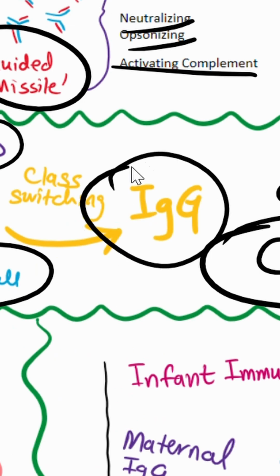Now, IgG, this is the heavy hitter. Once class switching happens, you get IgG. This is your main secondary responder. It has the longest half-life. It's an incredible opsonin, and it's the only one that crosses the placenta to give the fetus passive immunity. That is so important for you guys to know.